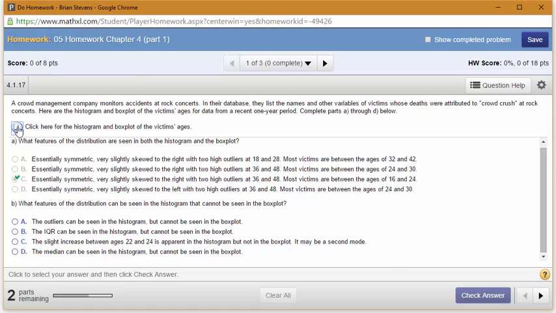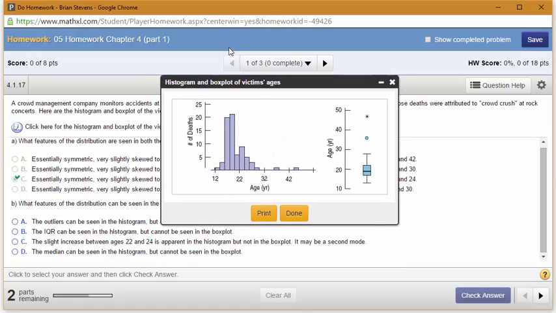Oops, we can probably put this up so we can see both at the same time. The IQR can be seen in the box plot, but cannot be seen in the histogram. The IQR is this. It's the box of the box plot, and there's the median. The slight increase between ages 20 to 22 to 24. Wait, the slight bimodality. That is definitely it.